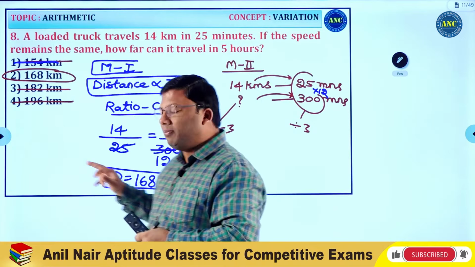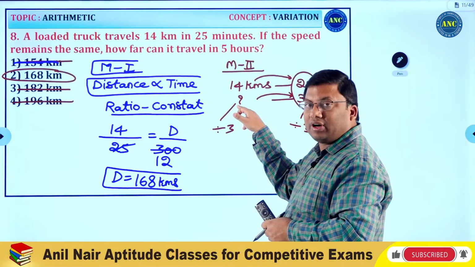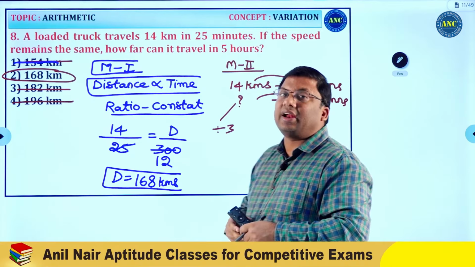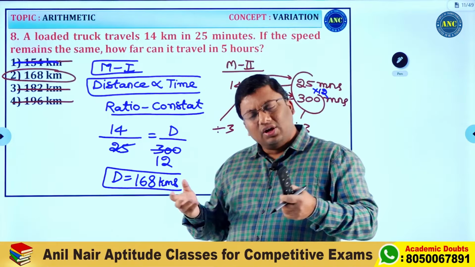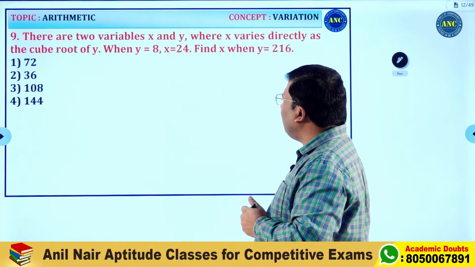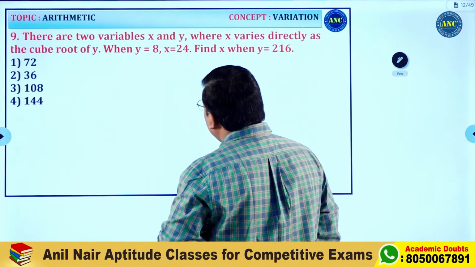154 is divisible by 11. If I write it here, this is divisible by 11. On the right hand side, none of the numbers are divisible by 11. You can do any method to get the answer.